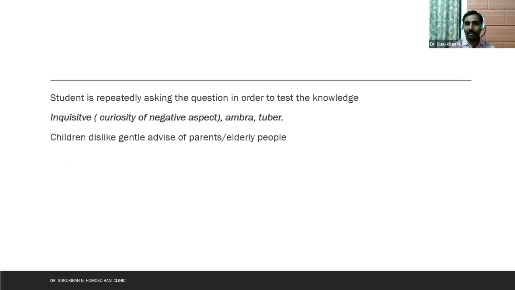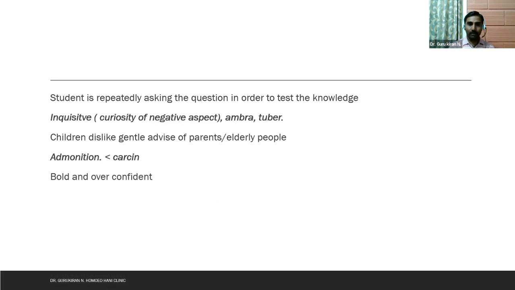Children dislike gentle advice of the parents or elderly people. This will happen in the majority of our homes. Children dislike the gentles, especially nowadays. They do not like the advice of the parents or elderly people. That is admonition, aggravation.